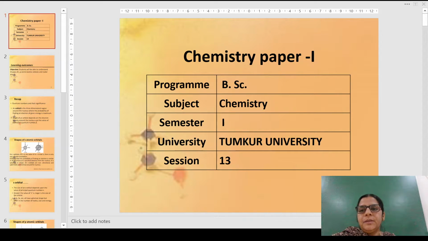In the previous video, we learned about quantum numbers and their significance. There are 4 quantum numbers, as you all know: principal quantum number, azimuthal quantum number, magnetic and spin quantum number. They play a significant role in the shapes of these s, p, d and f orbitals. An orbital is the 3-dimensional region around the nucleus where the probability of finding an electron of a given energy is maximum. Shape of the orbitals depends upon the electron density around the nucleus, and it is determined by the azimuthal quantum number l. Let's start off with the shapes of the s atomic orbitals.